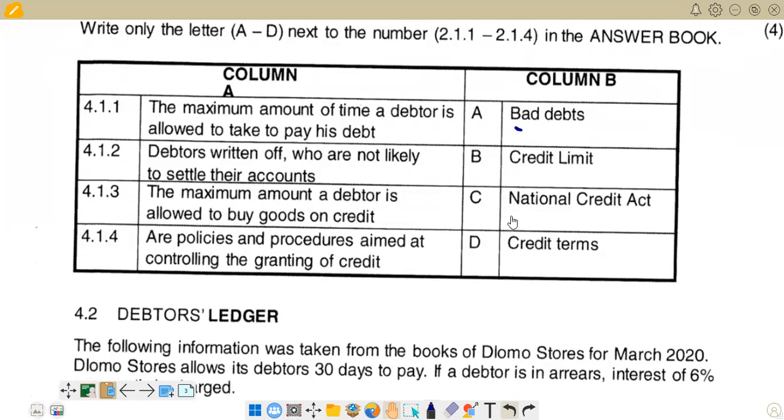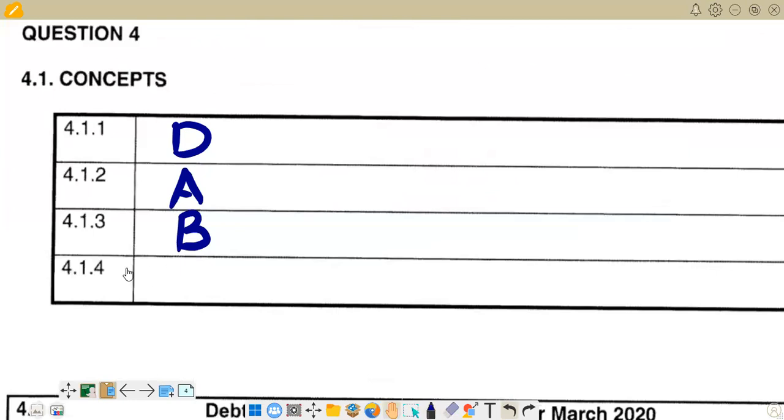It also aims to promote fair and non-discriminatory access to credit. So this comes as explaining what are the roles of the National Credit Act. And so 4.1.4, we are going to put C. That's what we have there on 4.1.4. Here we have got C. So we are going to put our C there.